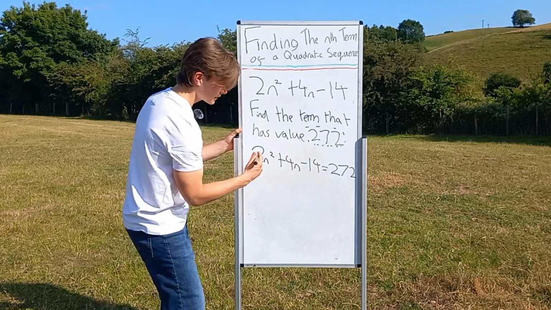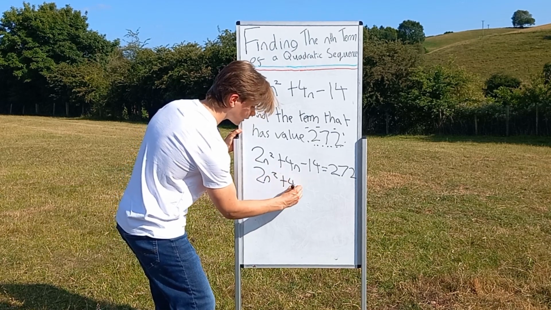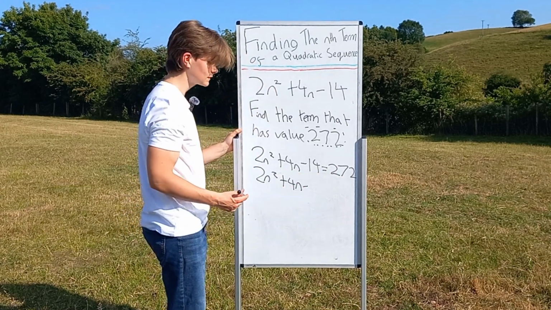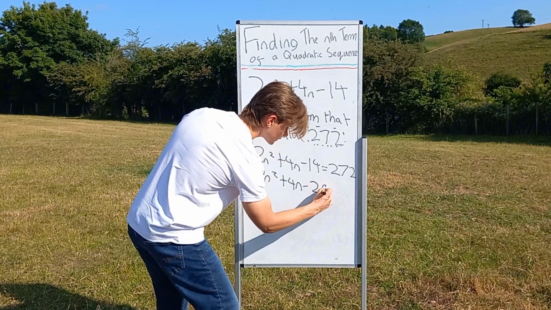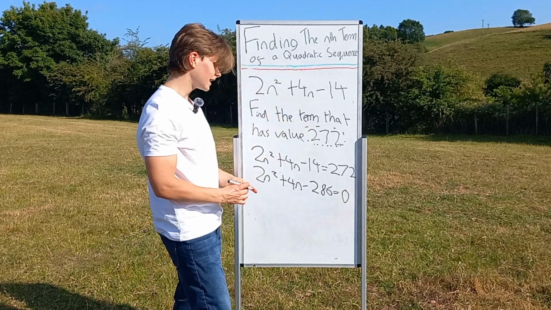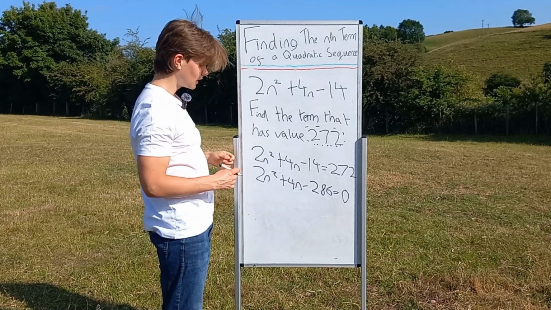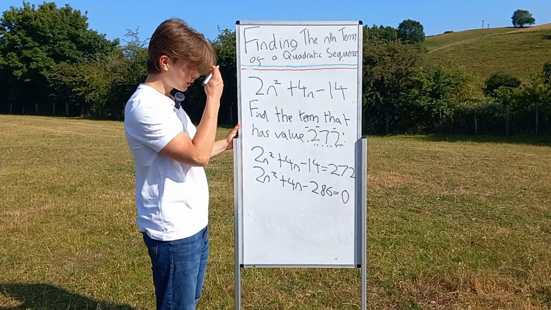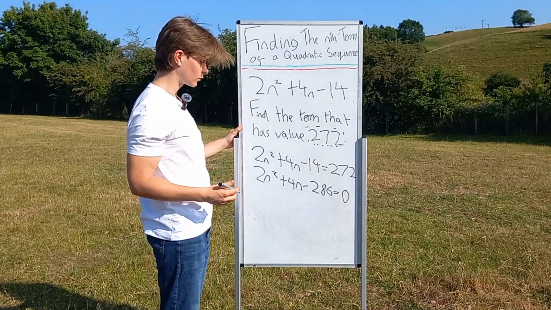So let's rearrange this. So we get 2n squared plus 4n, and then we're going to take away 272 from both sides, giving us minus 286 equals 0. And I don't know about you, but this one looks pretty hard to factorize for me. It should be able to factorize since we are going to get integers for the value of n, but personally right here I'd just plug it into the quadratic formula.